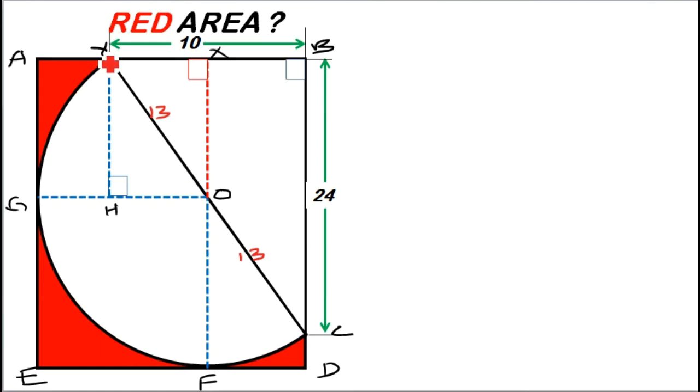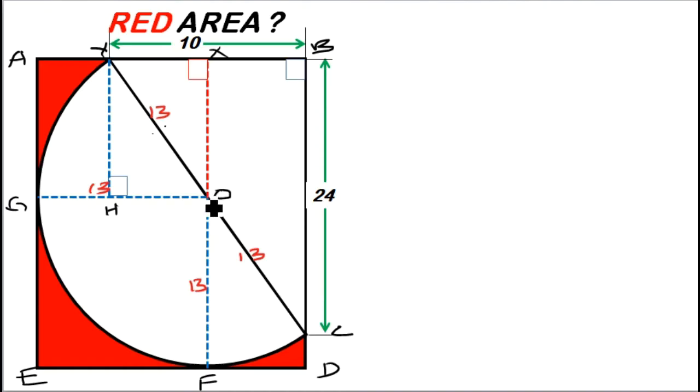So it means if from O to Y is 13, from O to this point C is 13, then from O to F is also 13, because it is from the center of the semicircle to the circumference. Again, from O to G is also 13, because it is from the center of the semicircle to the circumference.